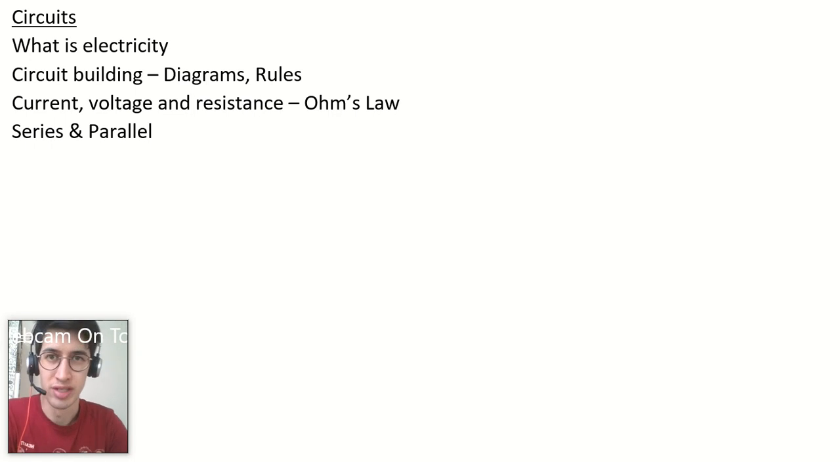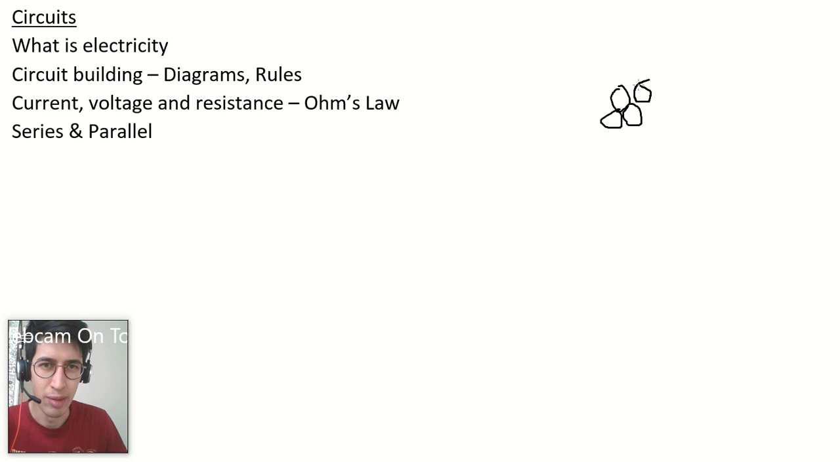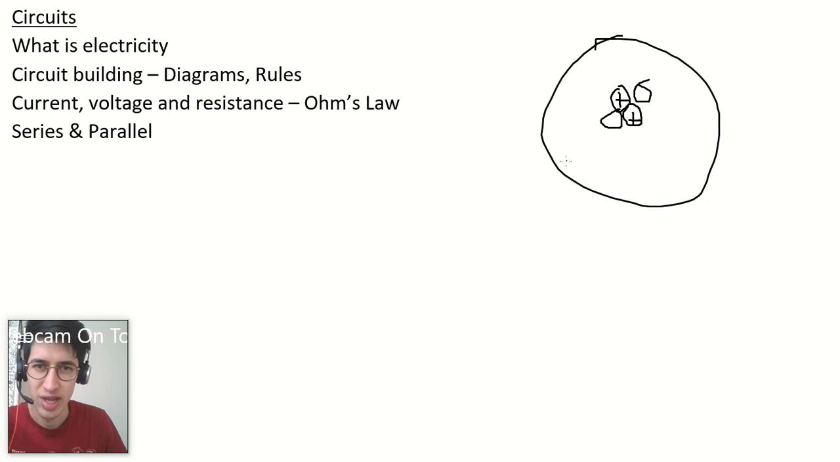Let's cover the basics of circuits. So first of all, what is electricity and where does it come from? Well, we remember that atoms are made up of protons, neutrons, and electrons. Protons are positive and they stay in the nucleus with the neutrons, and the electrons are negative and they are in the shells on the outside.